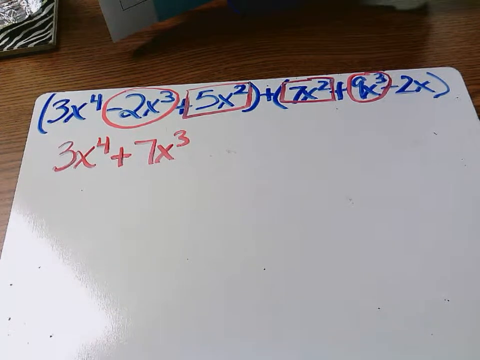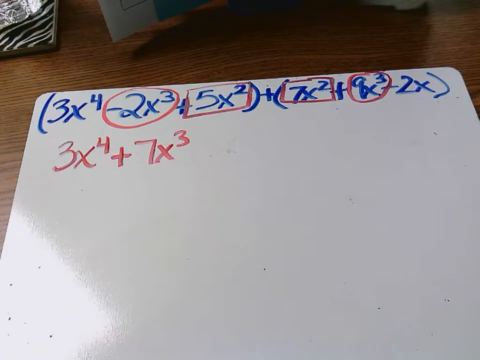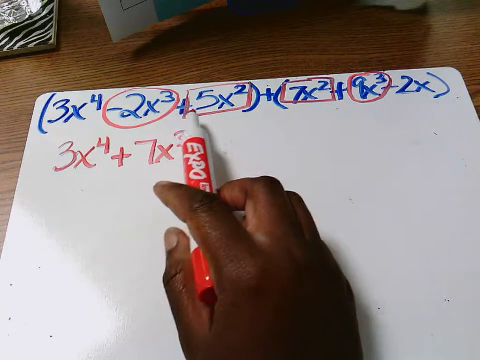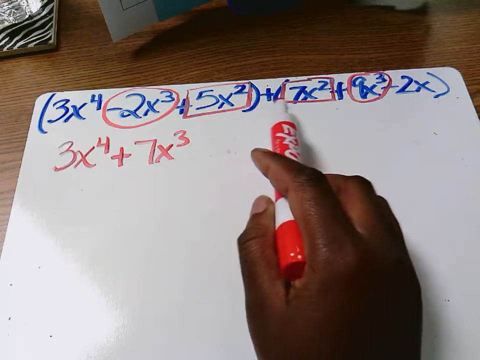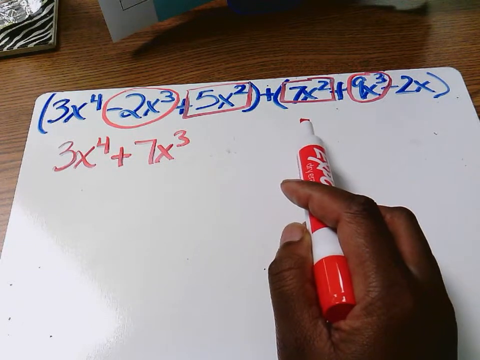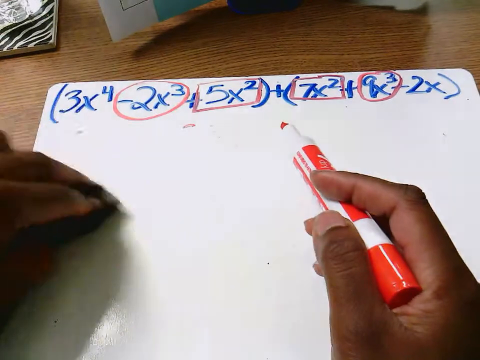Before you leave, you should be able to say I can add, subtract, and multiply polynomials. So here I have an example. 3x to the fourth minus 2x cubed plus 5x squared plus 7x squared plus 9x cubed minus 2x. All right.